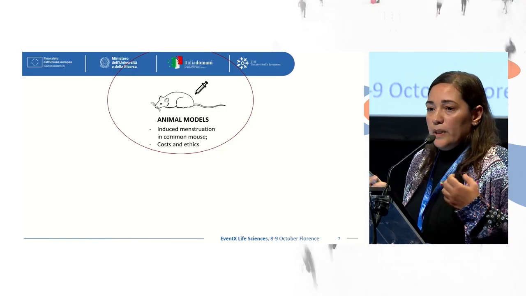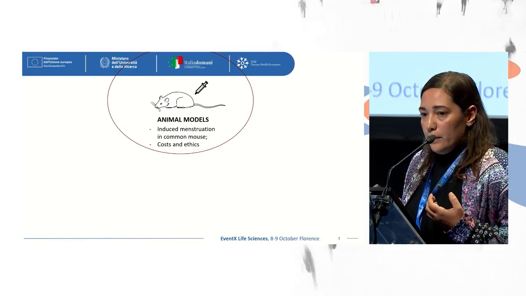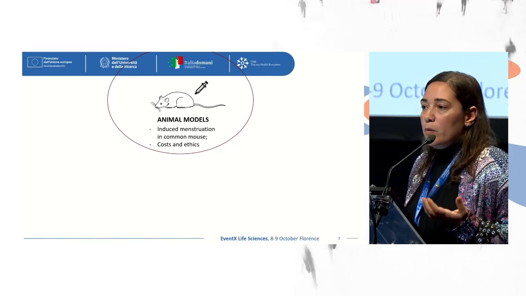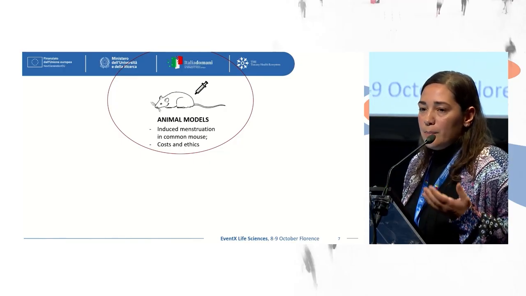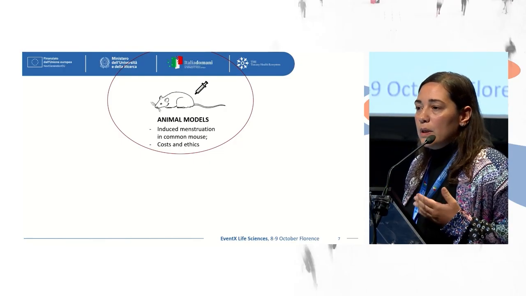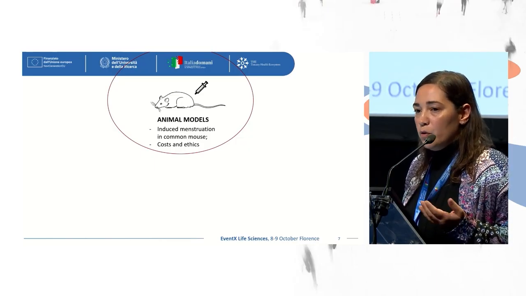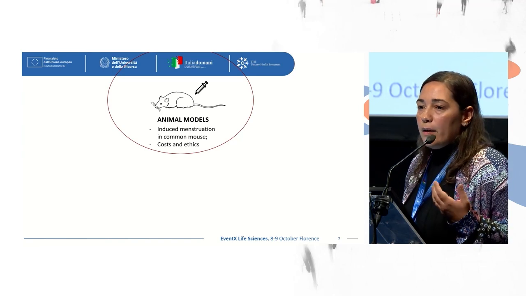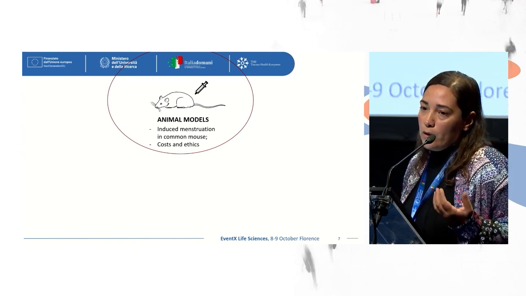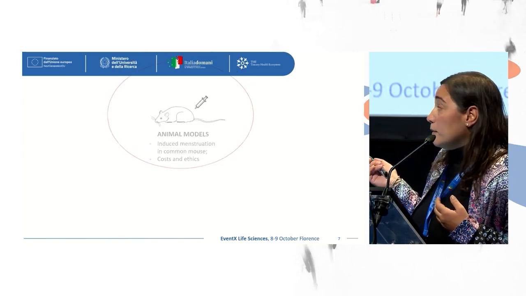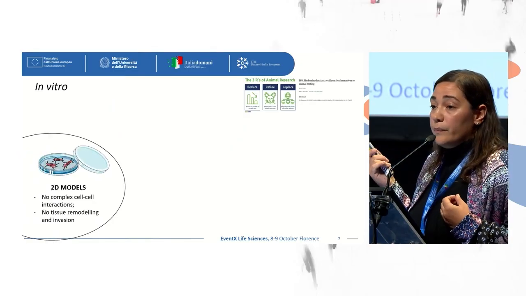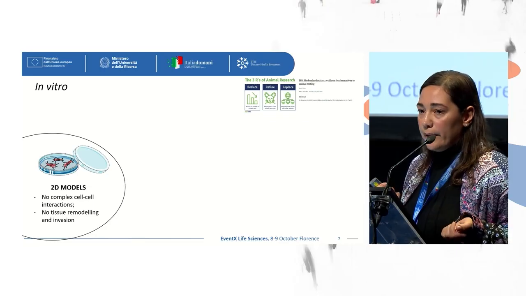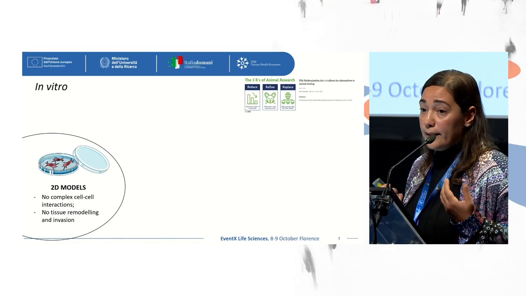To study and to decipher the window of implantation, we were using animal models, but as everyone knows, animal models, especially in the field of reproduction, do not resemble the human physiology because they have different menstrual cycles, and they have, of course, high cost and a lot of ethic concerns behind. So for that, we are substituting these models also to be in line with the 3 R's of animal research: reduce, refine, and replace.